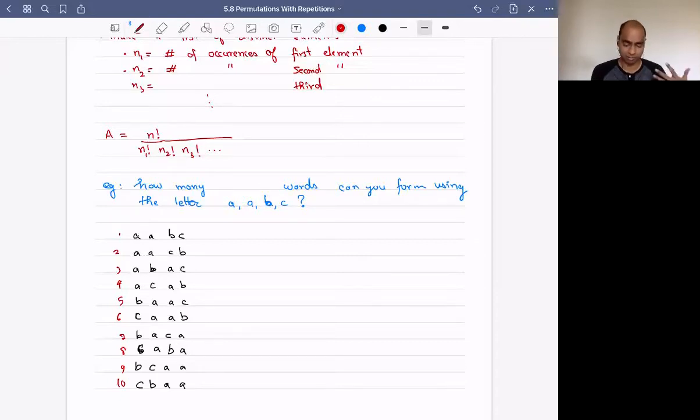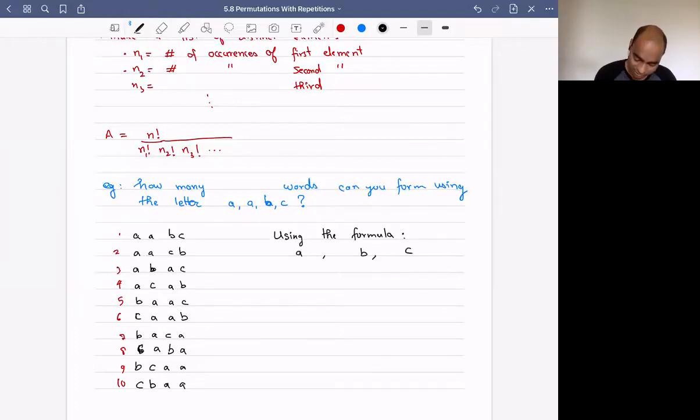But this is the point of not doing it this way, but instead using the more compact formula above, because then we can see exactly what the answer should be. So by the formula, let's see how it goes. So first I have to list all the different elements. So the different elements are A, B, and C.